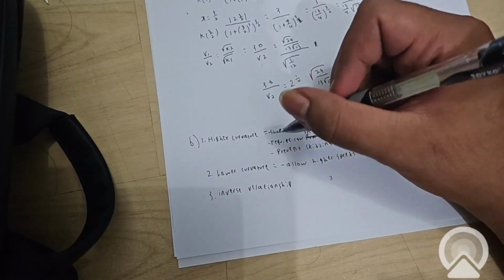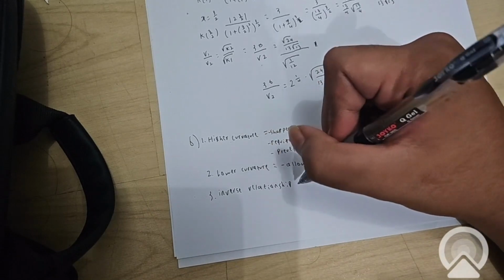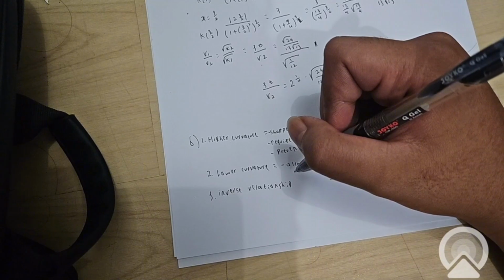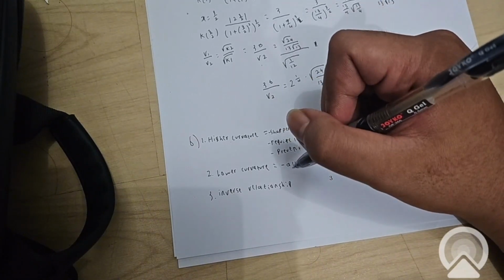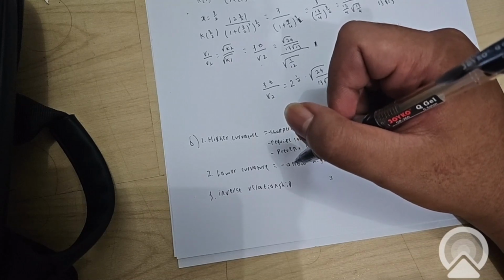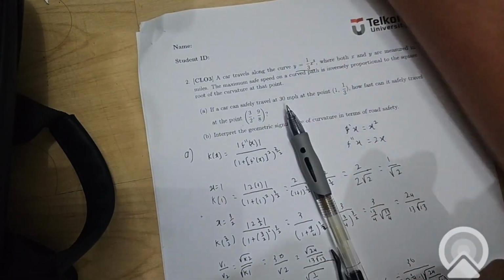For a given friction coefficient, the centripetal force required to navigate a turn increases with both speed and curvature. So to maintain safety and prevent sliding, speed must decrease as curvature increases. So that's all for CLO3. Number 2.